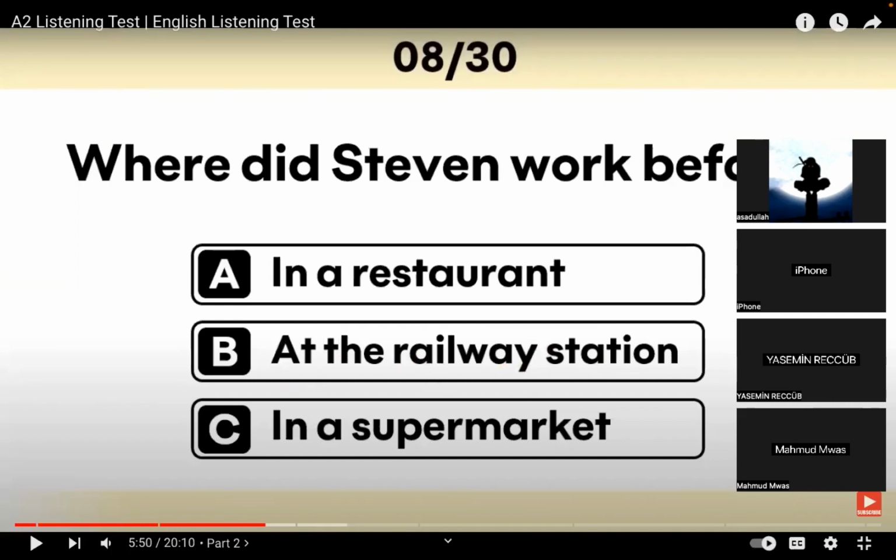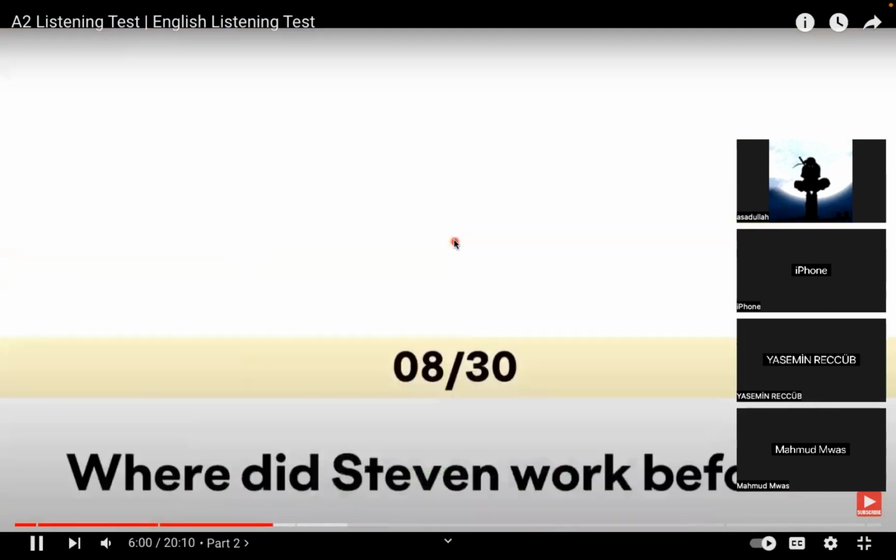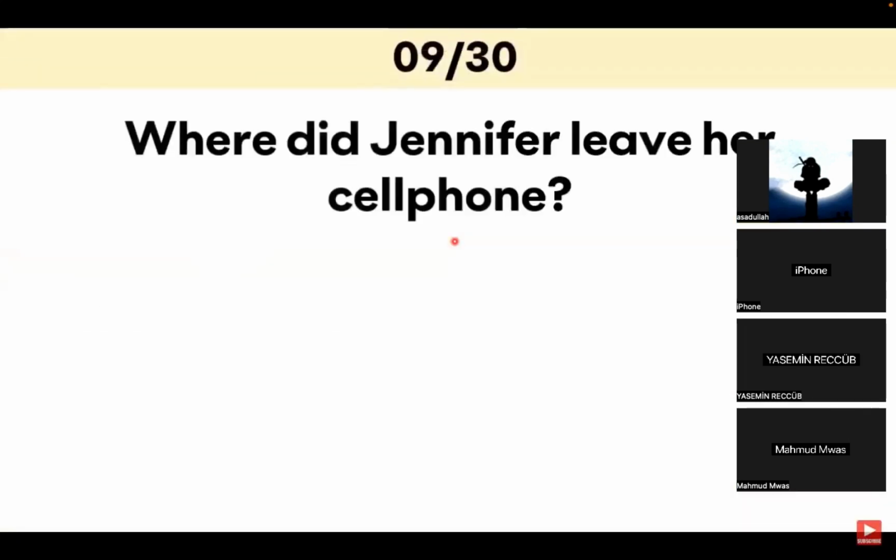Which one is the correct answer? Mr. Mahmoud, would you like to join us? Which one is the correct answer? In a restaurant, at the railway station, in a restaurant? Let's check. A or B? At the restaurant. In a restaurant. Yes. Let's go to the second part.